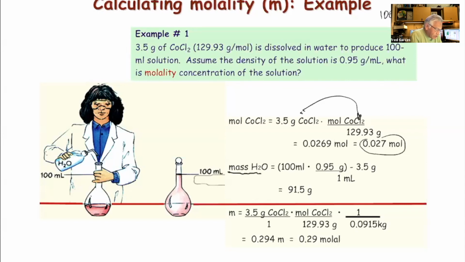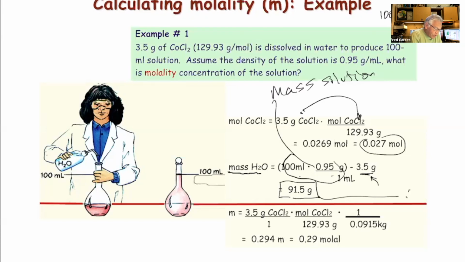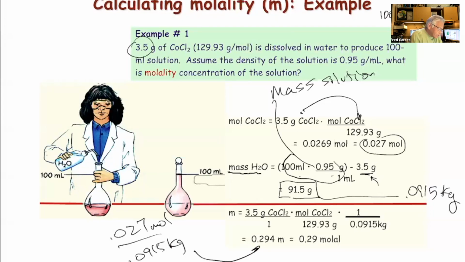The mass of the solution is going to be 100 milliliters times the density of that solution. That's what we're using right here. This calculation gives you the mass of the solution. You subtract off the amount of cobalt chloride, and so that is the mass of the water. That mass of water is 0.0915 kilograms. So our molality is just going to be 0.027 moles over 0.0915 kilograms. And that's basically what we have right here. We have a molal solution of 0.294. We're using two significant figures because that's what our data contains. It's 0.29 molal. So that's how you get a molality.